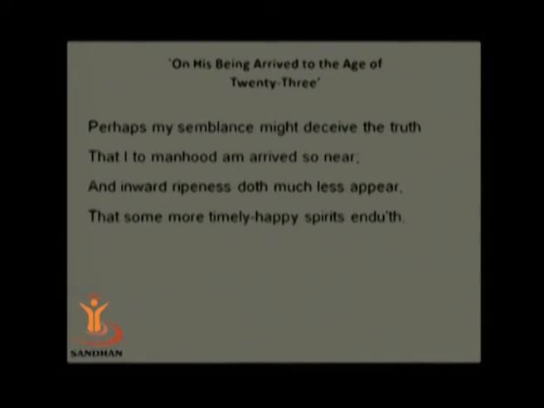Perhaps my appearance might deceive the truth, meaning might give the wrong impression that I to manhood am arrived so near, that I have become a man, that I seem to be a grown up man, and inward ripeness doth much less appear. But internally, I still lack that sense of maturity. Okay, he personally thinks for himself, and he believes that he has not reached that maturity that many of his friends might have reached at this age of 23.